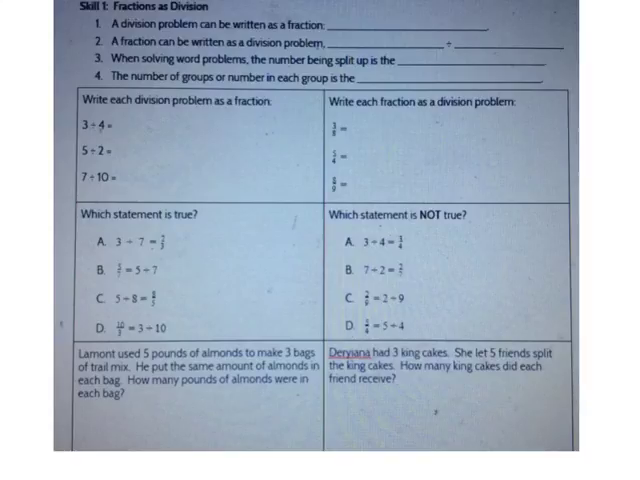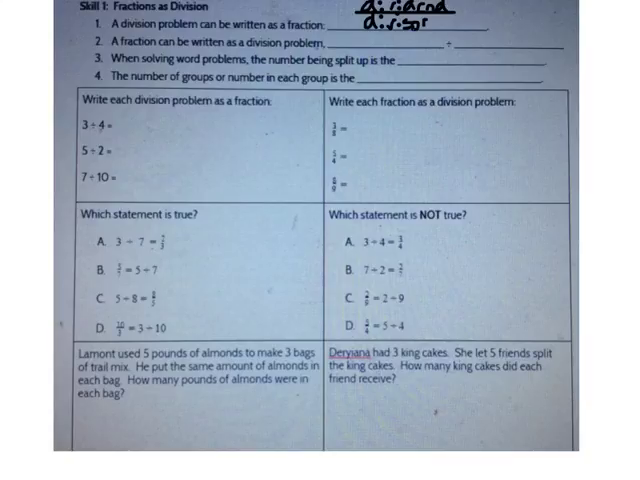We first studied fractions as division problems. Remember, a division problem can be written as a fraction. The dividend is the numerator, and the divisor is the denominator.